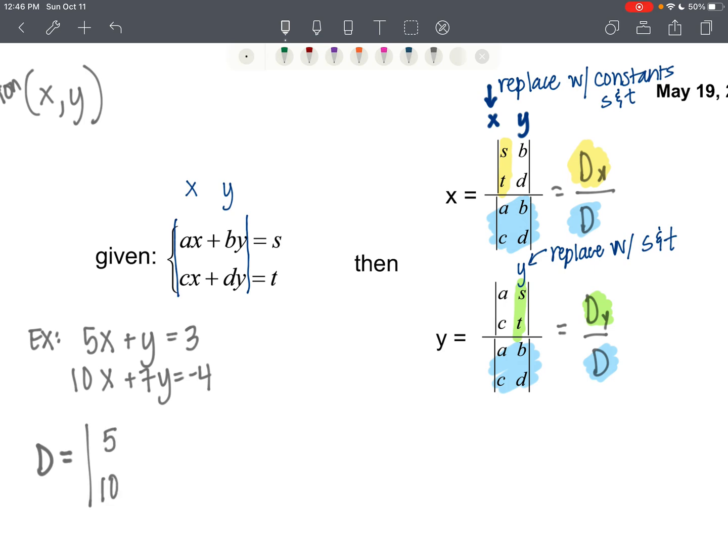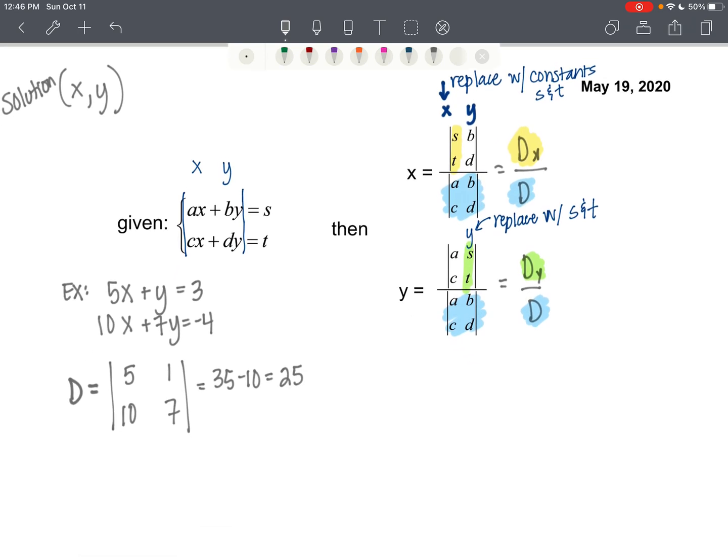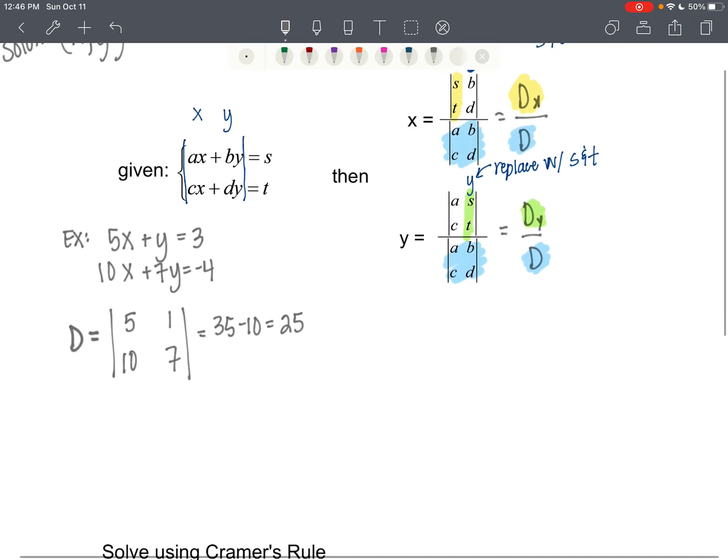5, 10 lined up, those are your x's, 1 and 7, those are your y's. And the determinant is 35 minus 10, which is positive 25. Most excellent. Okay, now let's find the x value. Let's find that in red.